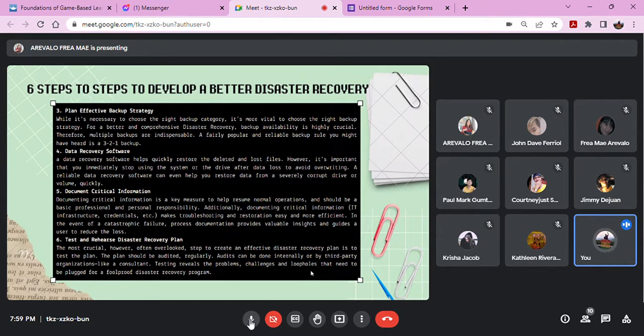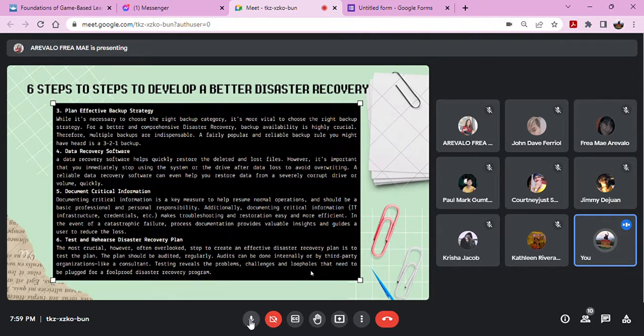Additionally, documenting critical information, IT infrastructure, credentials, and etc. makes troubleshooting and restoration easy and more efficient. In the event of a catastrophic failure process, documentation provides valuable insights and guides a user to reduce the loss.